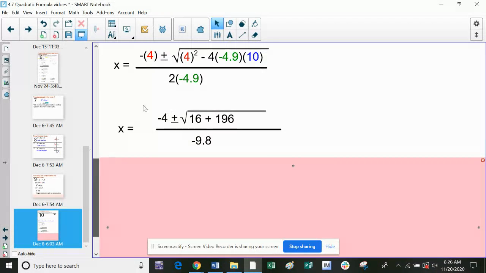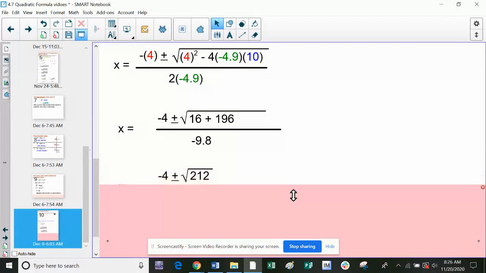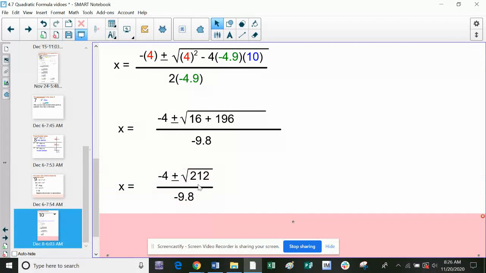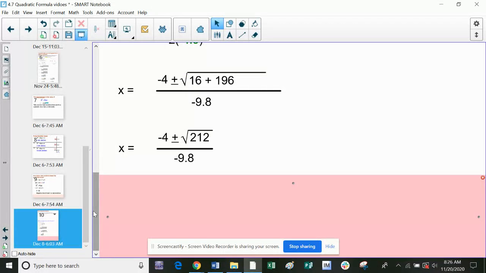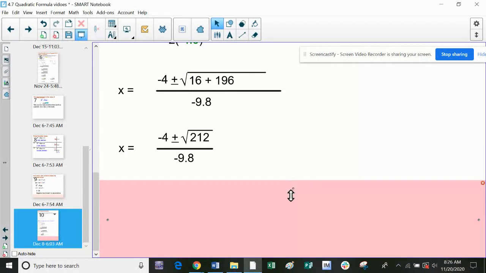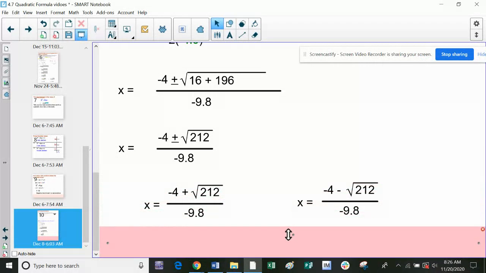So I've got my 16 from 4 squared, multiplied these together. That becomes positive 196. And simplify. Now, 212 is not a perfect square. So I'm going to go ahead and split this into the two solutions because I'm not sure which one's the one that's going to work. So I have the positive and I have the negative here from right here. So it's plus or minus. So that's where you split it into the two possible scenarios.